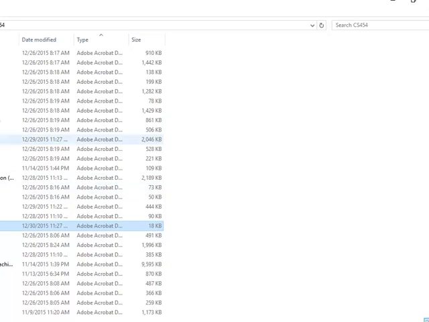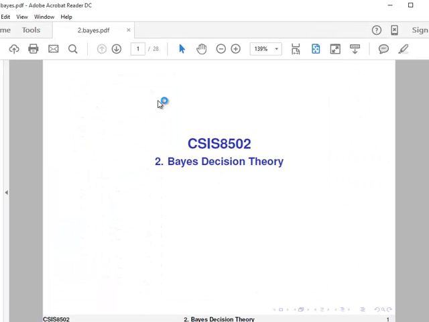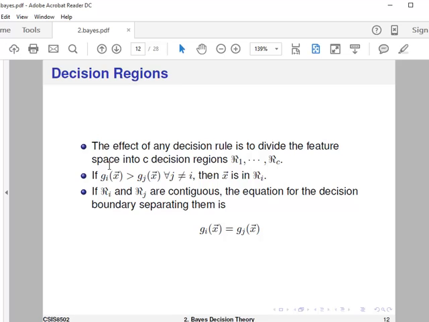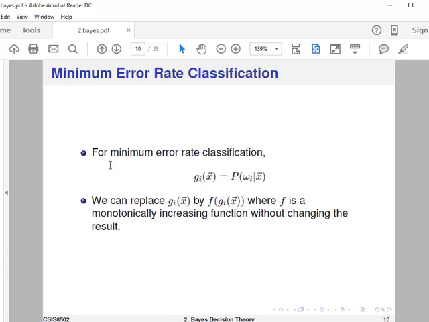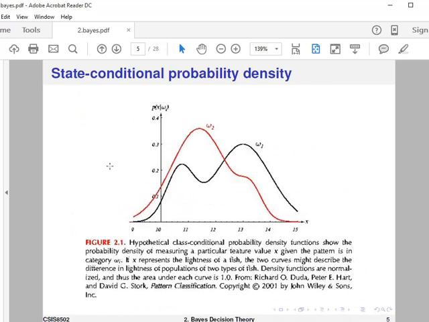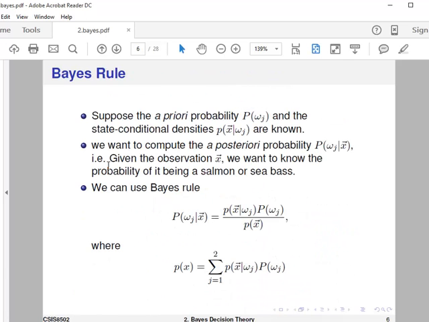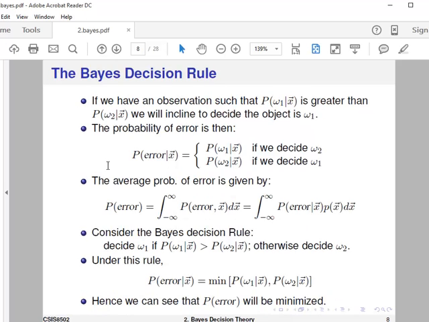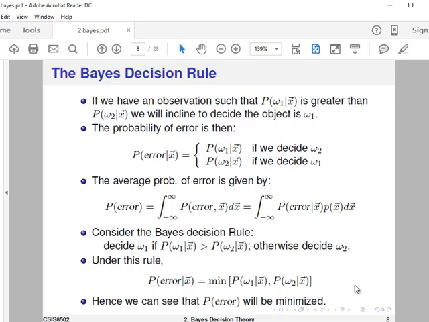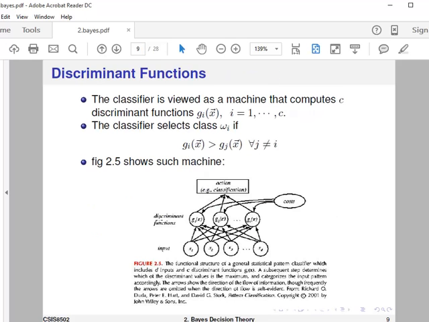Okay, now coming back to the slide, Bayes theorem. So this function gi, we can calculate the minimum error rate. So from Bayes decision theorem we can calculate the state conditional probability density. So this is my Bayes theorem, Bayes rule. So we can calculate the Bayes decision rule. Okay, and from Bayes decision rule we have some observations, and we can find out the probability of error given x. So we can actually calculate the average probability error from this particular function, the same way we can calculate.